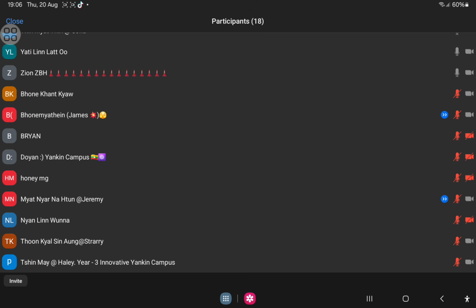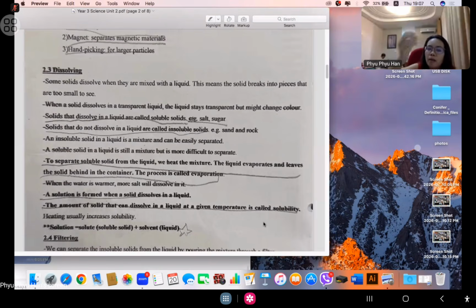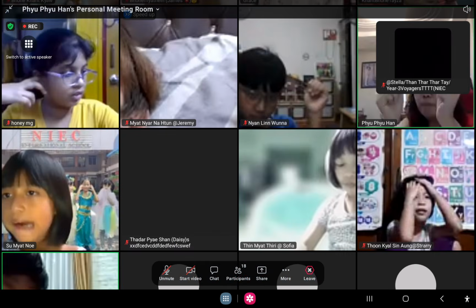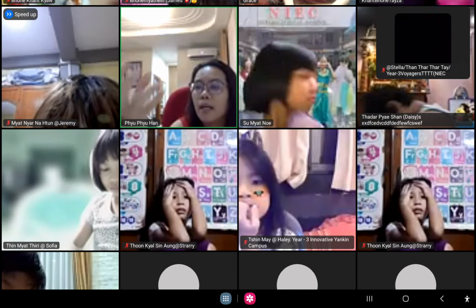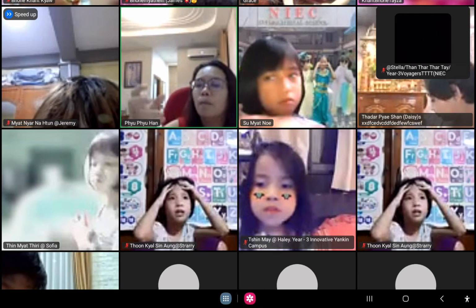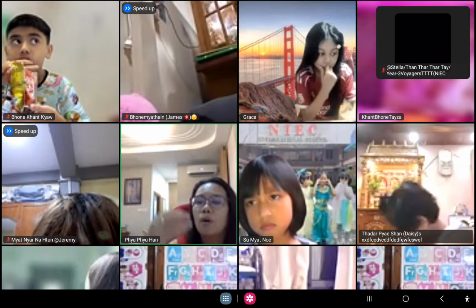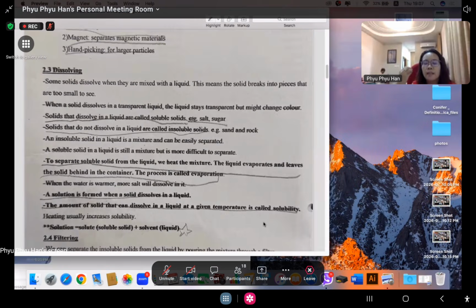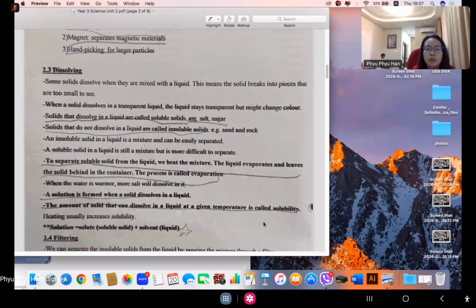They can dissolve in a liquid. The amount of solid that can dissolve in a liquid at a given temperature, we call solubility. So heating usually increases solubility. When the water or the solvent is hot, it will dissolve more substance. More salt and more sugar will dissolve if the water is hot, and they will dissolve quickly also.